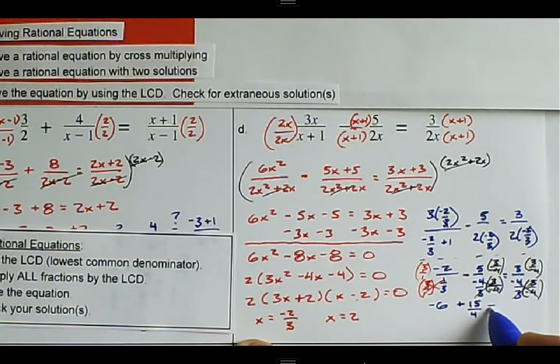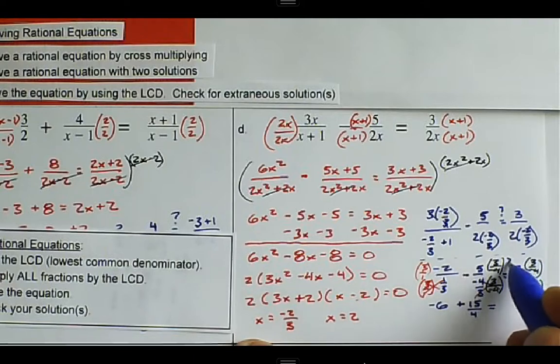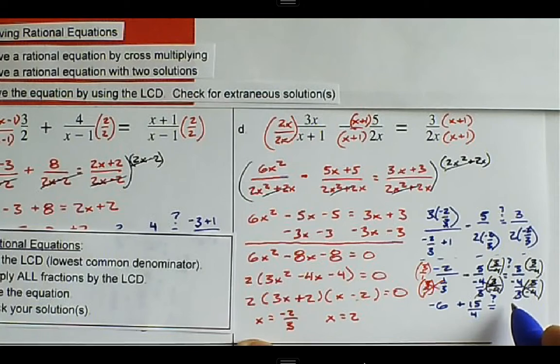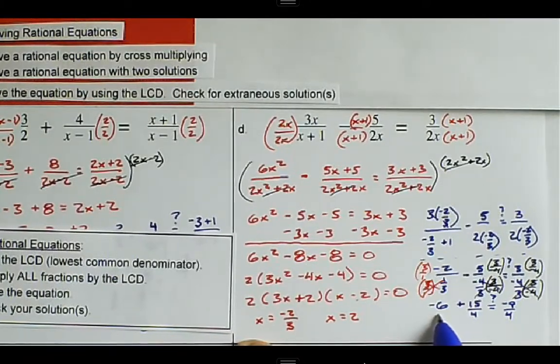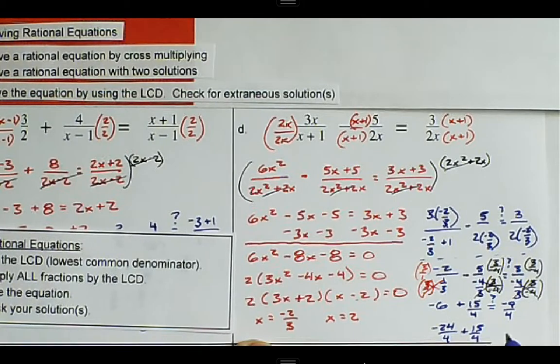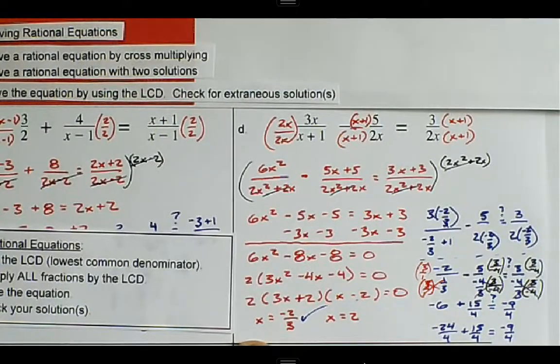And we're still checking to see if that's equal, so we put our question mark there. And then we get negative 9 over 4. Another way that we can write this is -24 over 4 plus 15 over 4, and that does equal -9 over 4. So we did all that work to check to see if -2/3 works, and that does indeed work.